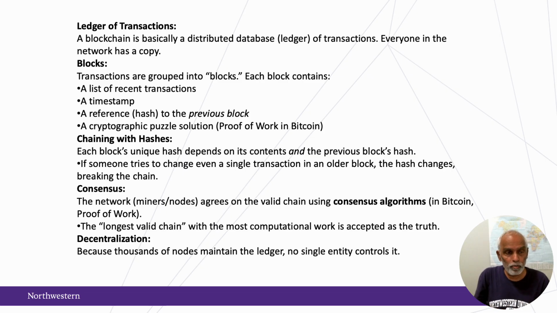Now, there is hash that comes into play. Hash is basically a mapping. It's similar to a key, but it's a mapping of characters to a document, in this case, a block. So each block's unique hash depends on its content and the previous block's hash. Each block's unique hash is a kind of key. Previous block's hash. Remember that.